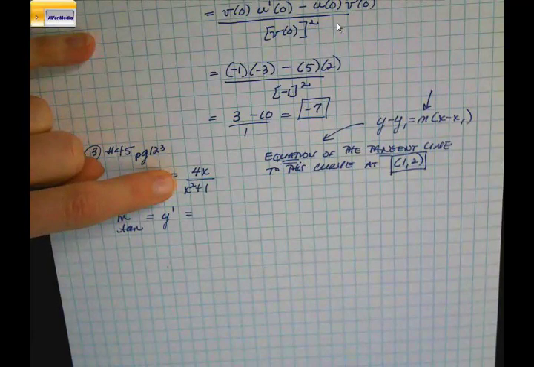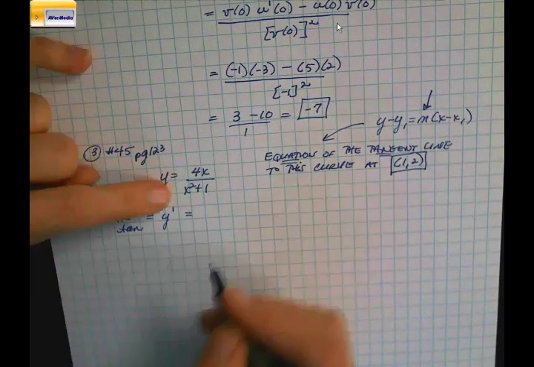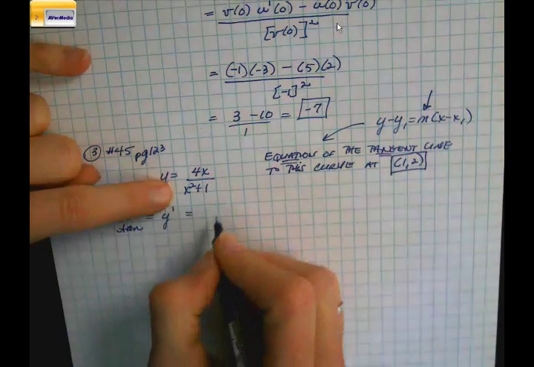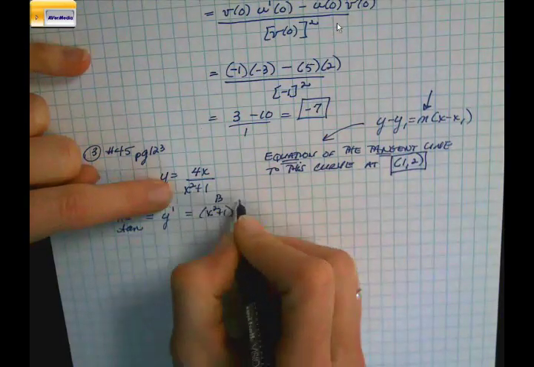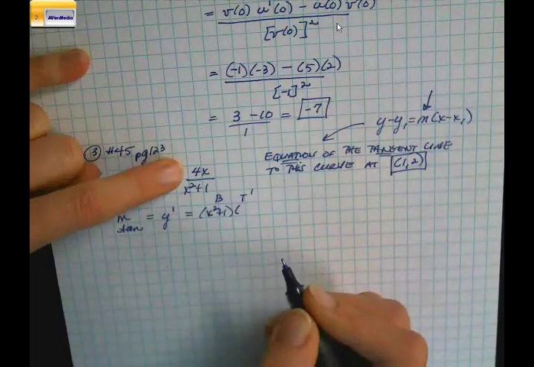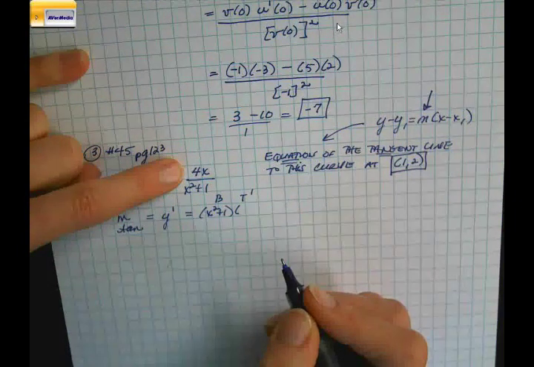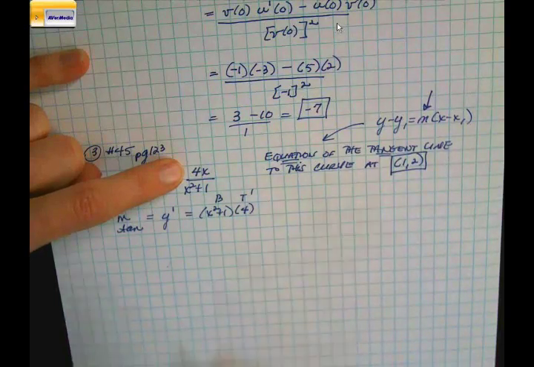But because we know the quotient rule for taking the derivative, we can do this without it being too bad. So here we're going to go into a bunch of algebra. The derivative is the bottom, x squared plus 1, times the derivative of the top. The derivative of 4x is what? 4x to the power of 0, which is 4.